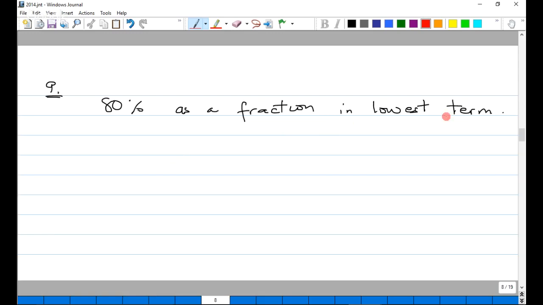80% as a fraction in its lowest terms. So 80% is 80/100. 0 cancel 0. And when I say 0 cancel 0, what do I really mean? I really mean I'm dividing the numerator by 10 and the denominator by 10. Clear? So 80 divided by 10 is 8, and 100 divided by 10 is 10. So now we have this being reduced to 8/10.